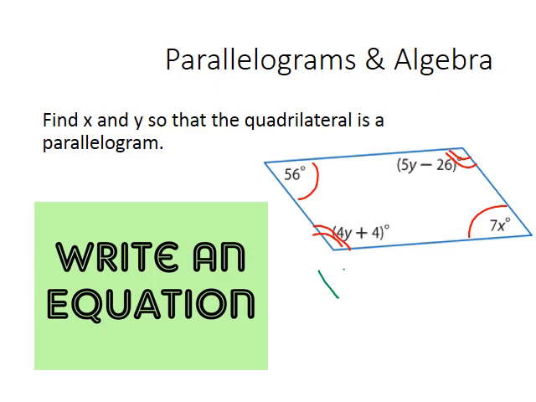Alright, let's see how you did. 7x equals 56, so divide 56 by 7, we get x equals 8. 4y plus 4 has to equal 5y minus 26, which means y must be equal to 30. Hope you did alright with that. Let's try one more.